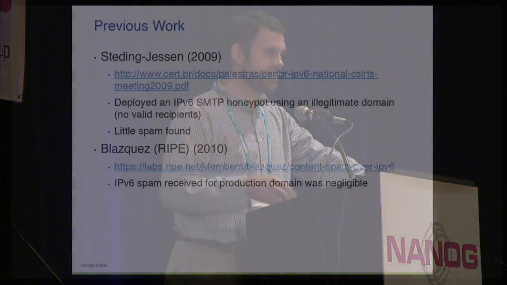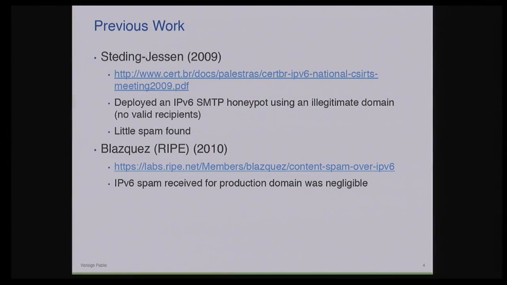So a related question then is, how might operators be able to quantify that risk before deploying IPv6 at their MTAs? And that is the focus of this research. There is some previous work in this area that I'll mention here. Okay, and this probably isn't comprehensive, but here are two notable experiments that have been done.